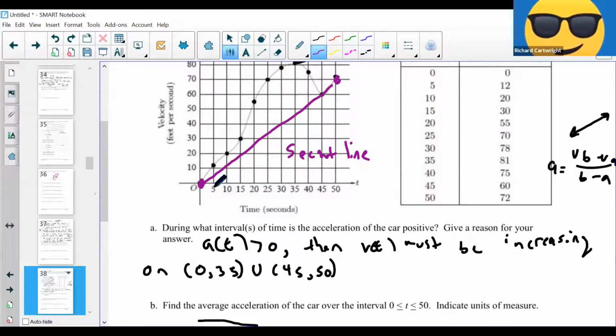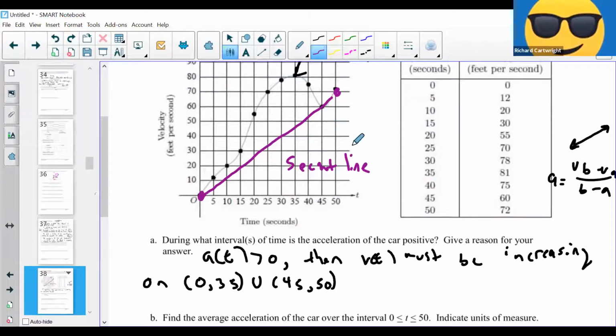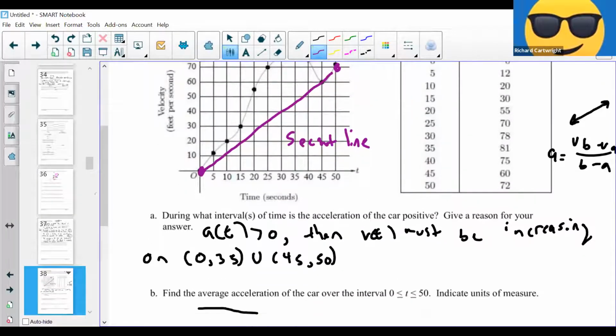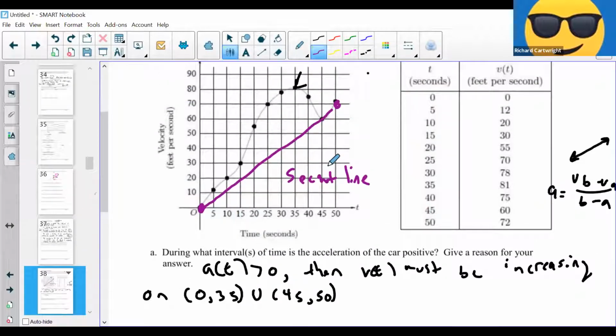It's a slope of a secant line. So I just need these ordered pairs: 0, 0, and 50. Looks like 50, 70. Does that look okay to you? Or am I wrong? I think it is. Maybe it's at 70. I mean, look at the table. What could it possibly be? I think it's at 50. At 72. So the actual number is 72. 0, I was right on 0.